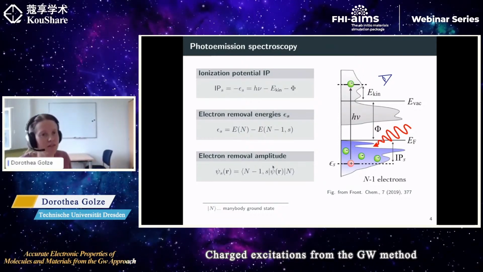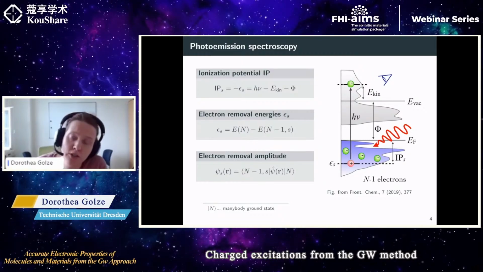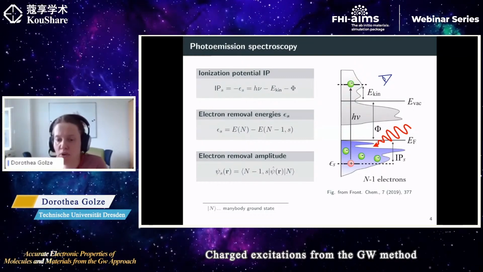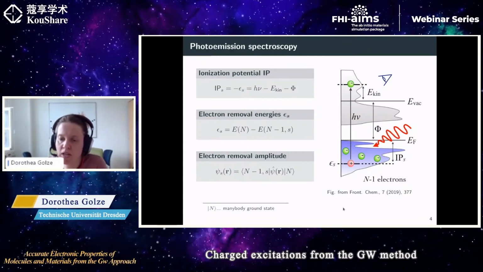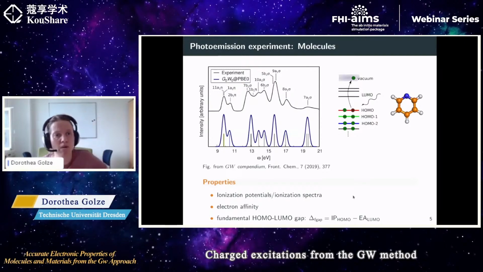You can write this down in an analogous fashion for the electron affinities, for the inverse process, inverse photoemission. I refer you to this review if you also want to have a look at this. In the interest of time, I will go on to show some examples.